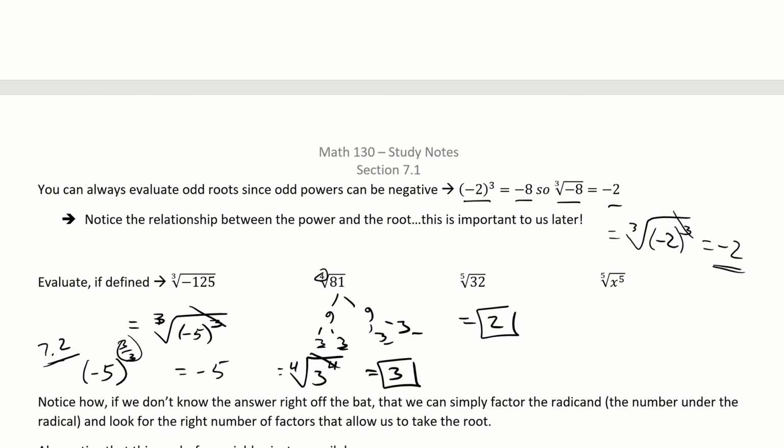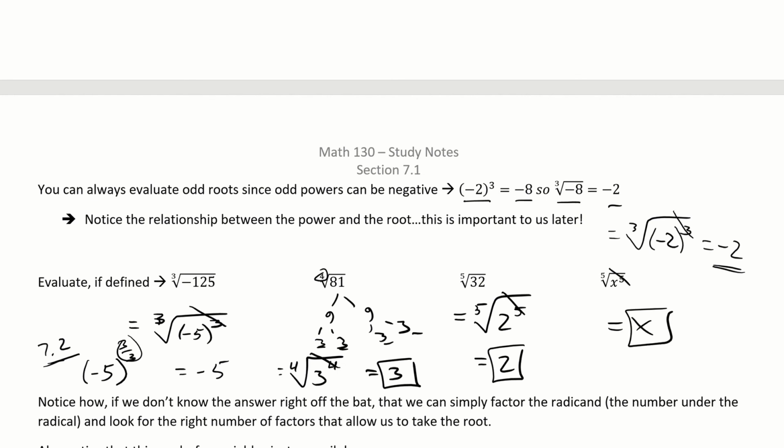And look at this one. This guy, maybe I verify it for you, but it is 2. I'll let you verify the following. This is equal to the fifth root of 2 to the 5th, so we get 2. This is equal to the 5th root of x to the 5, so we get x.